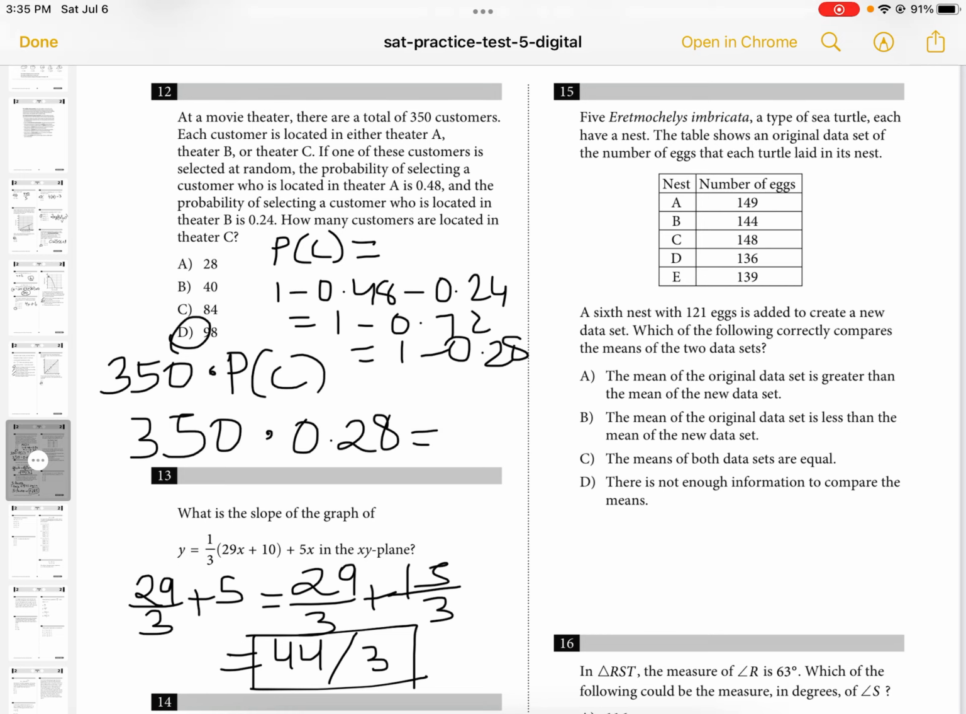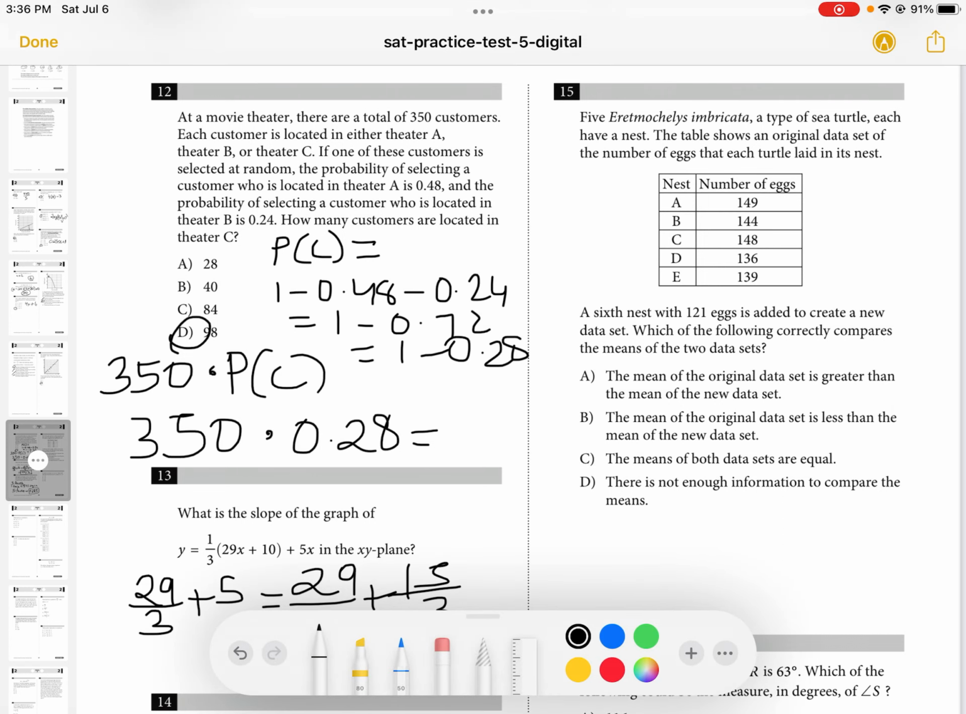Rocquals imbricata, this type of sea turtle, each have a nest. Okay, the table shows an original data set of the number of eggs that each turtle laid in its nest. A 6th nest with 121 eggs is added to create a new data set. Which of the following correctly compares the means of the 2 data sets?